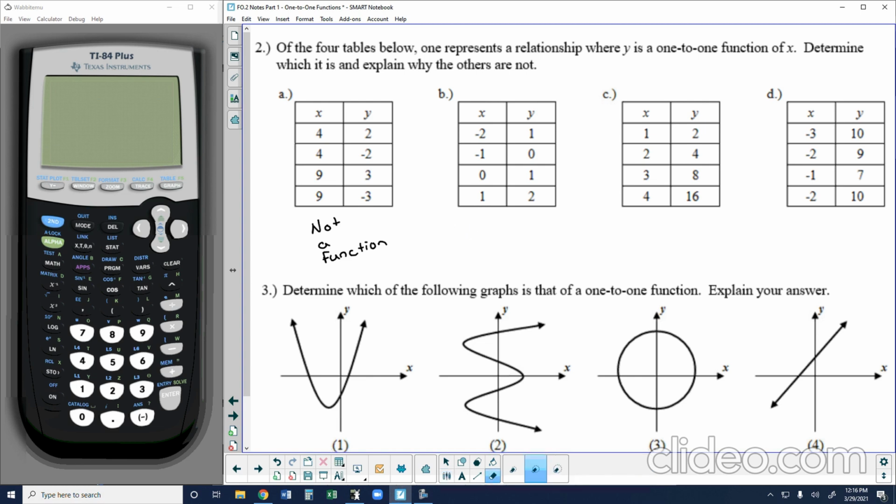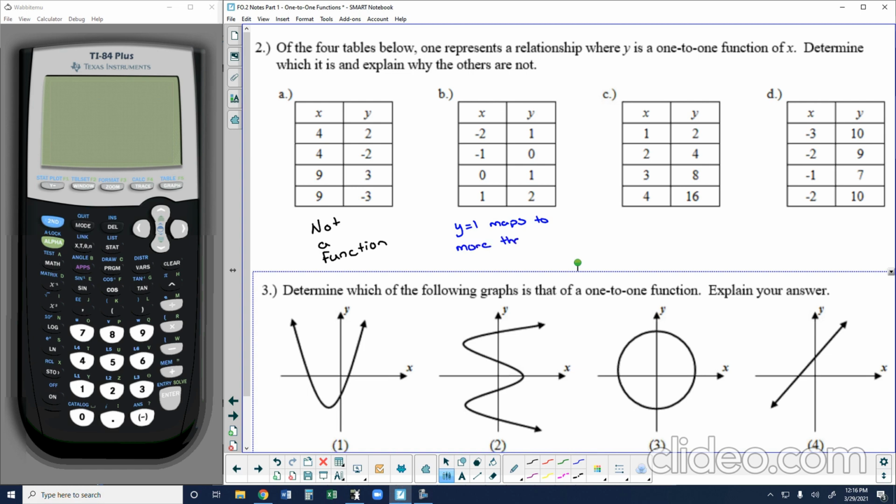Actually, let's say y equals 1 maps to more than 1 x value. So though this one is a function, all of the x values map to only one y, it is not a one-to-one function because the y value 1 breaks the pattern to be one-to-one. It maps in multiple places.